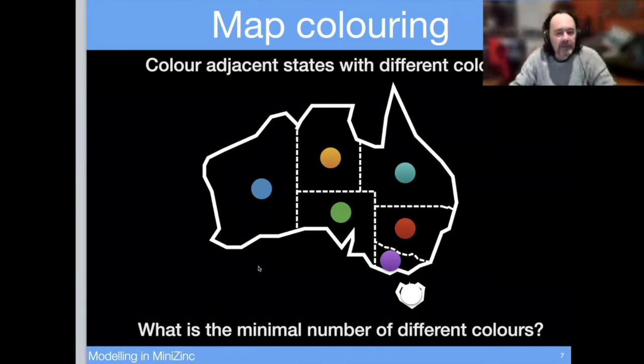So here's an example of a small constraint satisfaction problem. I've got this map of Australia and I've got 7 states, and I want to colour them all with different colours.